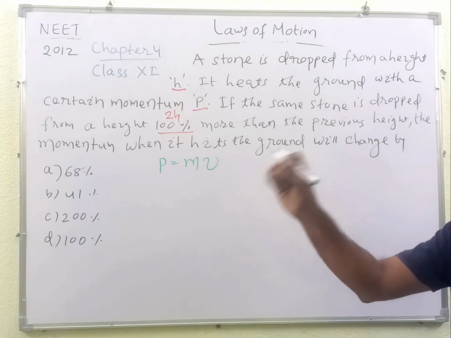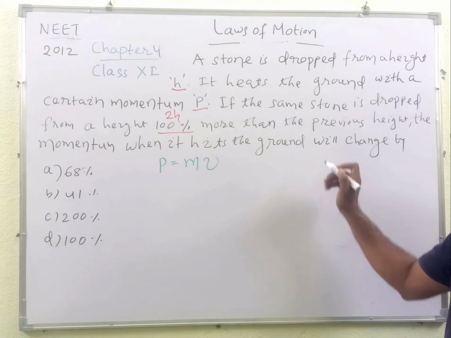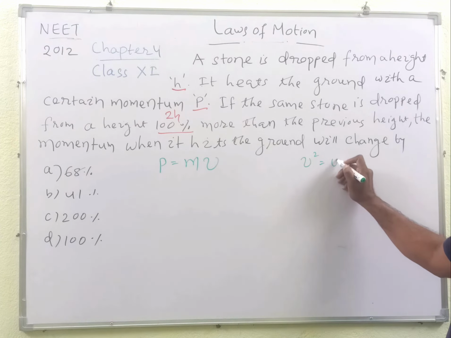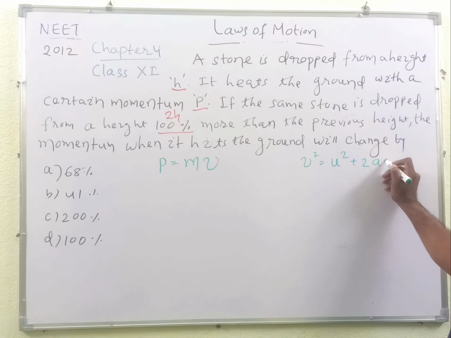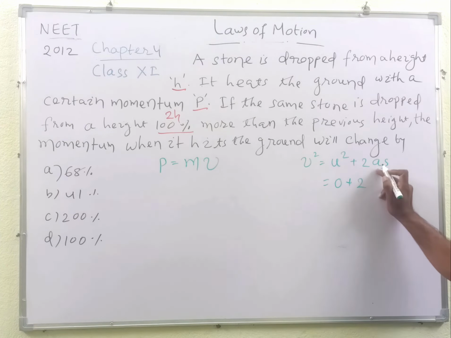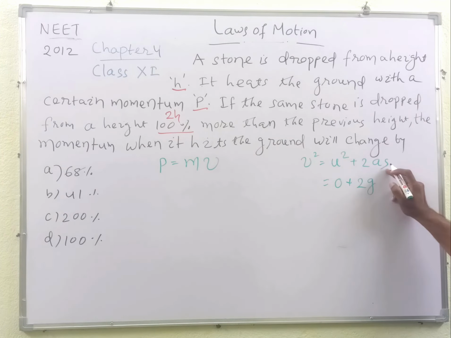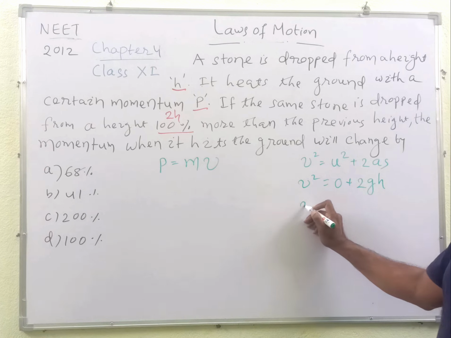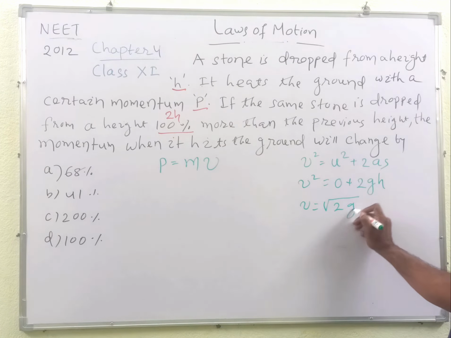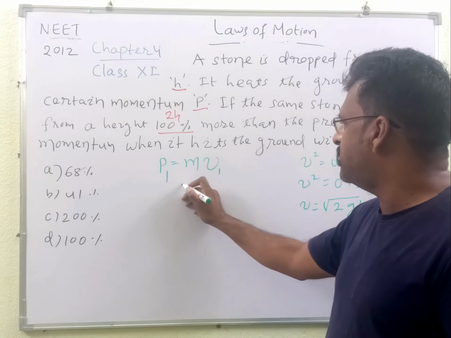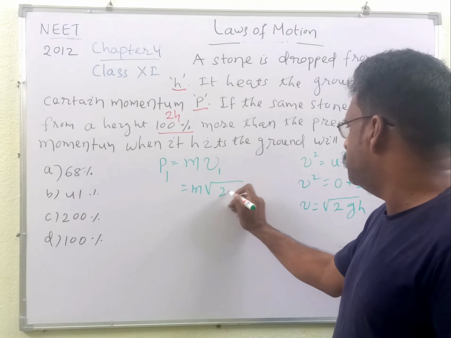When a stone is dropped, that means it is a free fall. And we know the correct equation of motion for this situation is v square is equal to u square plus 2as. So u becomes 0, a becomes the acceleration due to gravity, that is g, and s becomes h. So v square is equal to 2gh and v is equal to root over 2gh, which is the first case. So we may write p1 is equal to mv1 is equal to m root over 2gh.